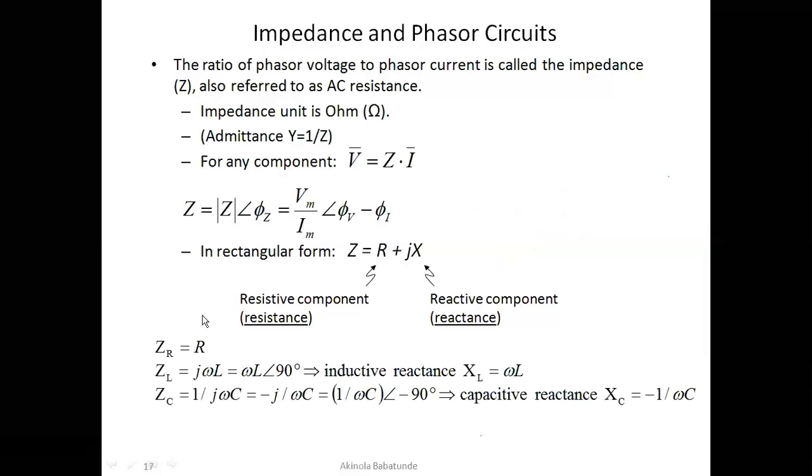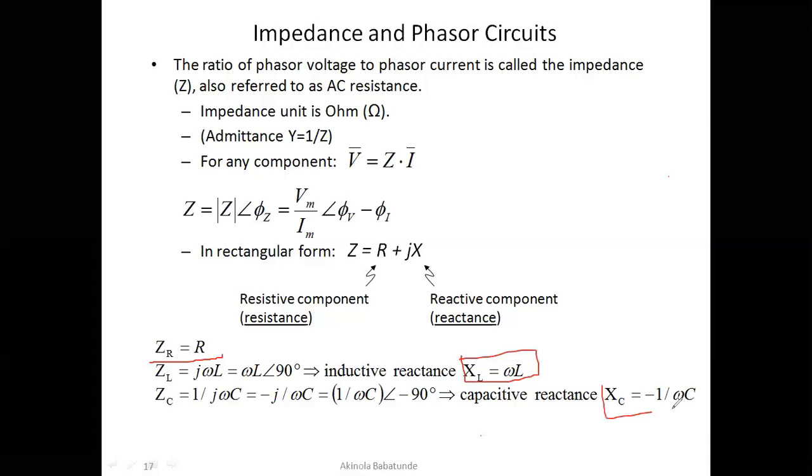So you can see here your ZR will be equal to R. That's what we can see here. So impedance with respect to resistance will be equal to R. ZL will be the impedance with respect to inductance, so that will be equal to jωL. All right, so our XL will be equal to ωL. Please take note of all of these things.